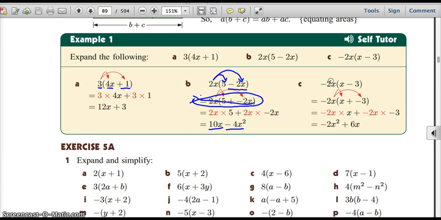And negative out the front, that affects that. So what would we have here, please, Brooke? Negative 2x times x. Negative 2x squared, a negative and a positive. And then, Reese, negative 2x times negative 3. Positive 6x. Okay, so provided you maintain that that goes with that, and that goes with that negative sign.